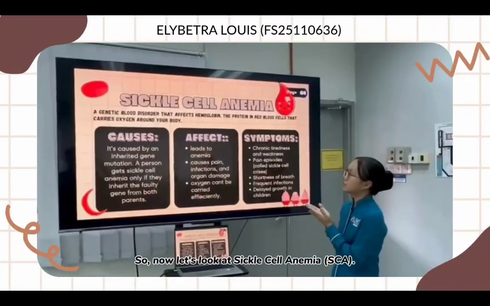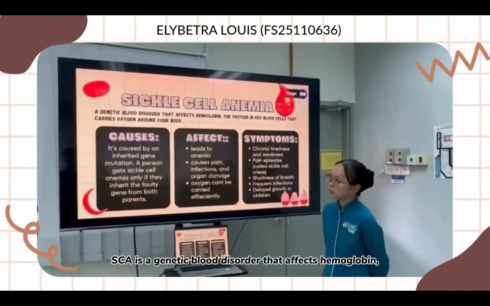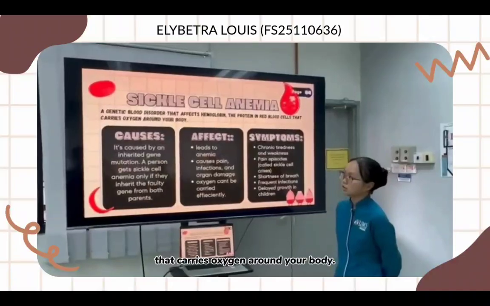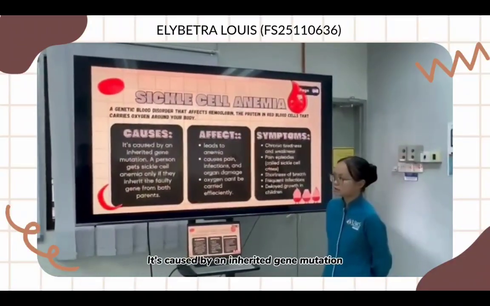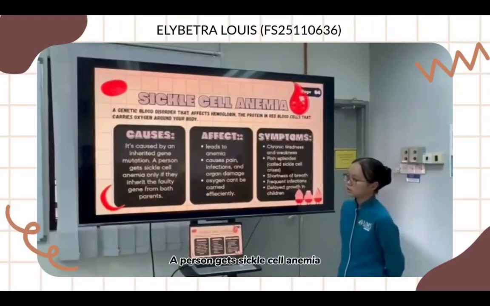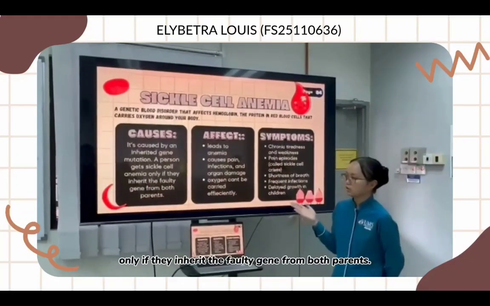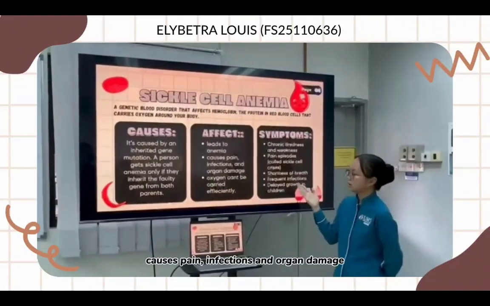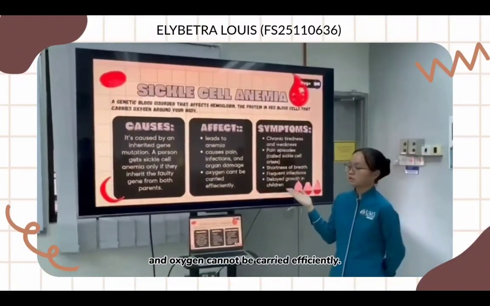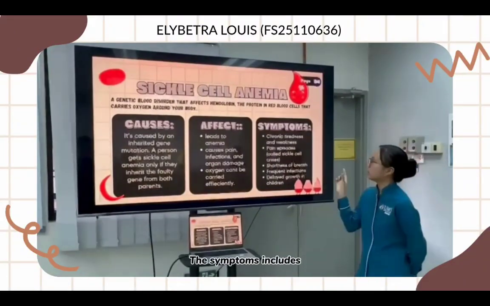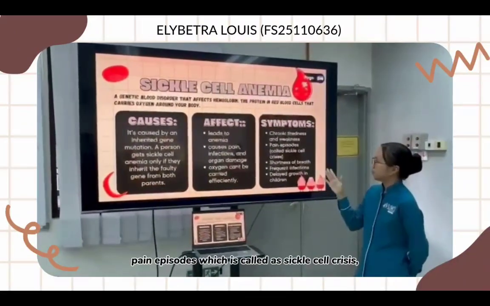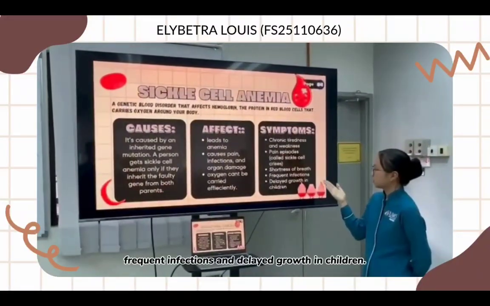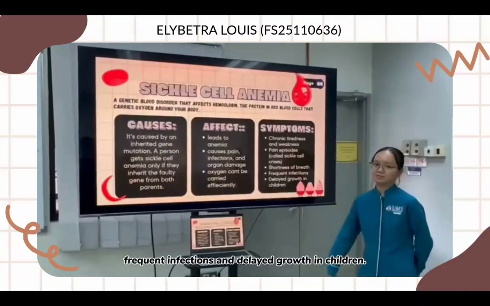So now let's look at sickle cell anemia, or SCA. SCA is a genetic blood disorder that affects hemoglobin, the protein in red blood cells that carries oxygen around your body. It is caused by an inherited gene mutation. A person gets sickle cell anemia only if they inherit the faulty gene from both parents. SCA leads to anemia, pain, infections, and organ damage, and oxygen cannot be carried efficiently. The symptoms include chronic tiredness and weakness, pain episodes called sickle cell crisis, shortness of breath, frequent infections, and delayed growth in children.